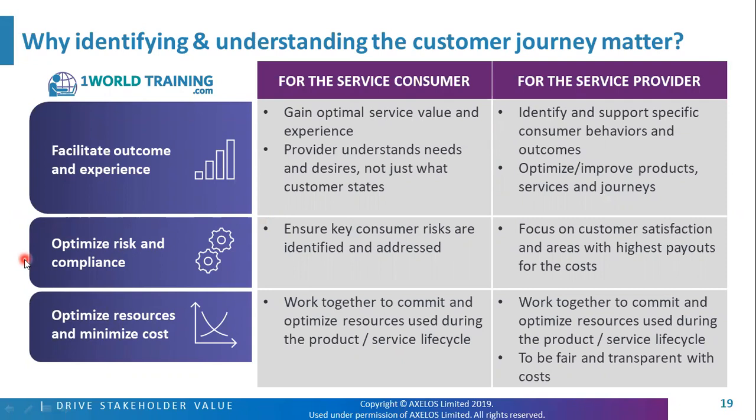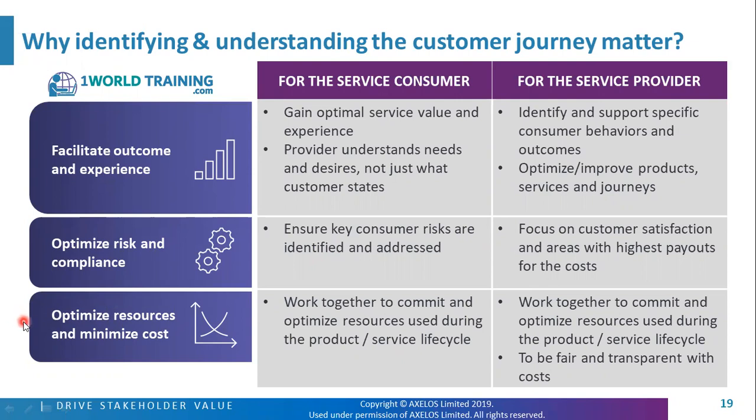Optimizing risk and compliance also occurs. For the consumer, it is about ensuring their risks are identified and addressed. For the provider, it is about focusing on customer satisfaction and areas with the highest payouts for the cost. An example of a consumer risk could be whether a consumer could return a product, or what do they do if it does not work properly.